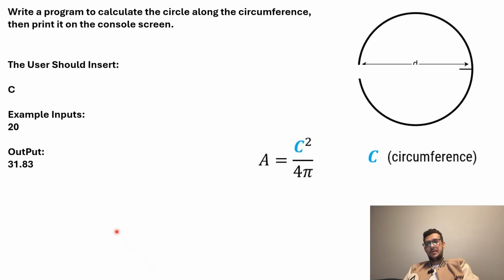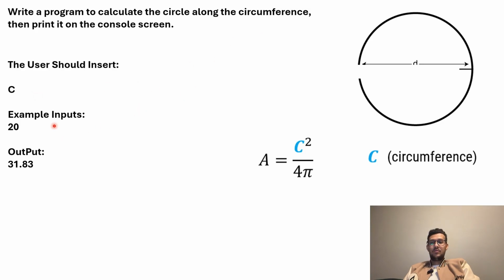We'll have today problem number 19. Problem number 19 is to write a program to calculate the circle area along the circumference, then print it on the console screen. Alright, so how are we gonna solve this problem? Let's say that the user inserts C, the circumference, and the input was 20, the output should be 31.83.